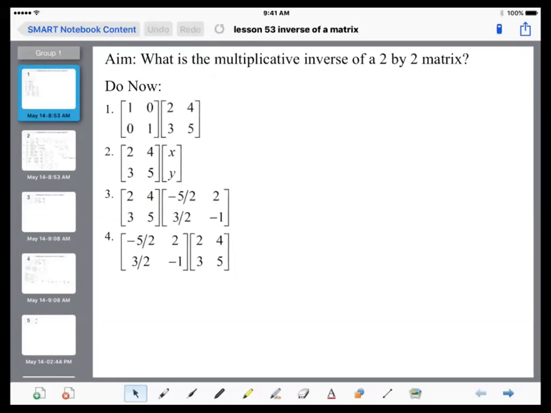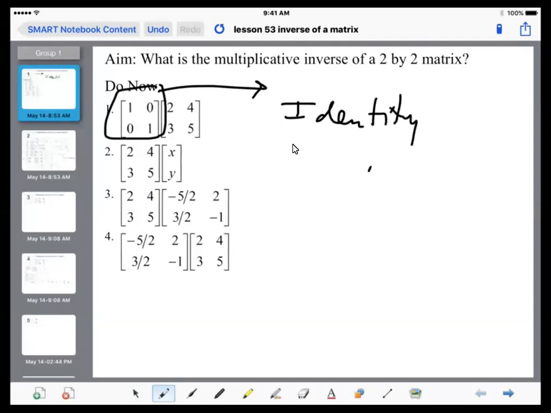That's right. Chelsea says that the answer is the same as the second matrix. So that happens when you have this special matrix that's 1, 0, 0, 1. A matrix like that, that has ones on the diagonal going from the top left to the bottom right, but has zeros everywhere else, is known as the identity matrix. And it serves the same purpose in math as the number 1 does in just regular numbers.